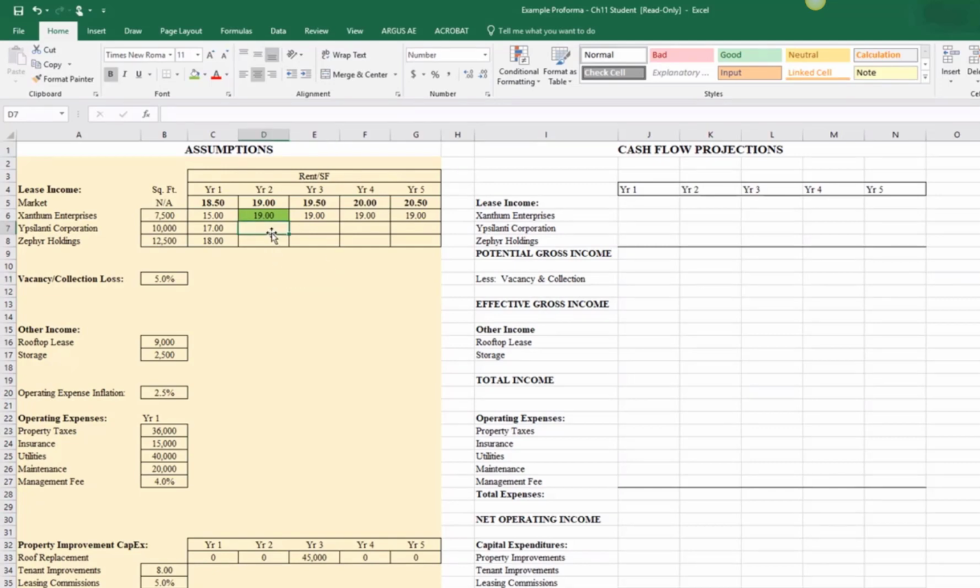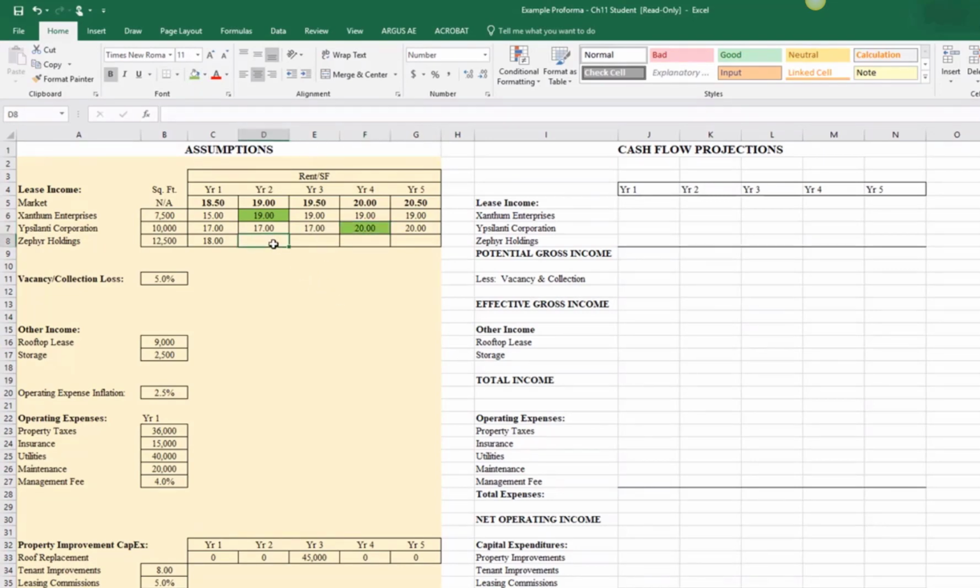For Ypsilanti, we're told that their lease is going to expire at the end of year 3. So I'm going to go ahead and put out the next 2 years. And then in year 4, they're going to also reset to the market. So I'm going to refer up to the market rate of $20 a square foot. And then year 5, it's going to be the same. So we're going to have a flat lease. I'm going to get rid of the bold and highlight the special time where they change their lease rates.